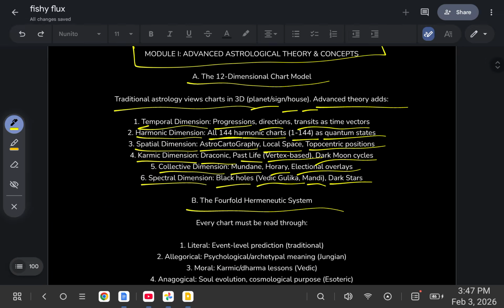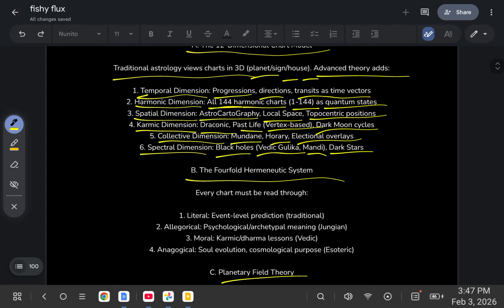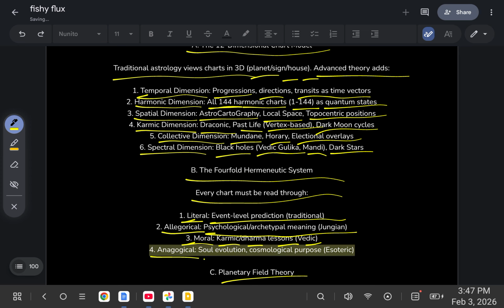Next, we're going to look at the fourfold hermeneutic system. And every chart must be read through what? Literal: event level prediction, traditional. Allegorical: psychological, archetypal meaning, Jungian. Moral: karmic, dharma lessons, Vedic. Anagogical: soul evolution, cosmological purpose, esoteric.